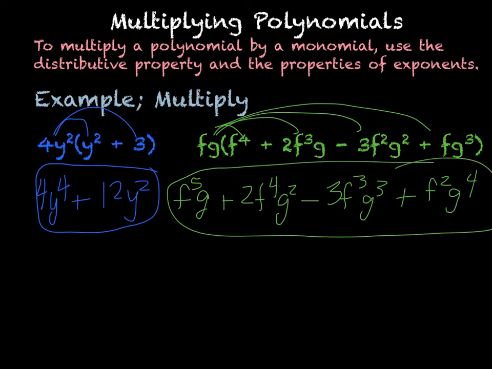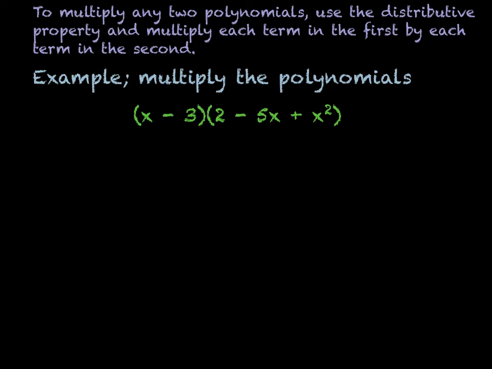The key on these is just to take your time and not try to get ahead of yourself. Make sure you're careful of your exponents at the end. Now, when we are trying to multiply any two polynomials, we use the distributive property and foiling methods and multiply each term in the first by each term in the second. There's a somewhat easier way to do it.